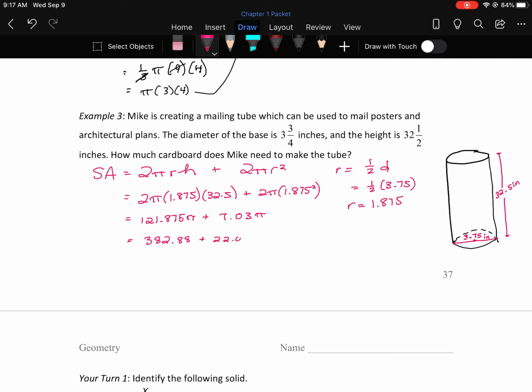plus 22.09. And that gives us approximately 404.97 square inches. Okay, so if we're doing this, you probably can't go to the store and say, I want 404.97 square inches of cardboard. So we would probably have to round it to about 405 square inches of it.